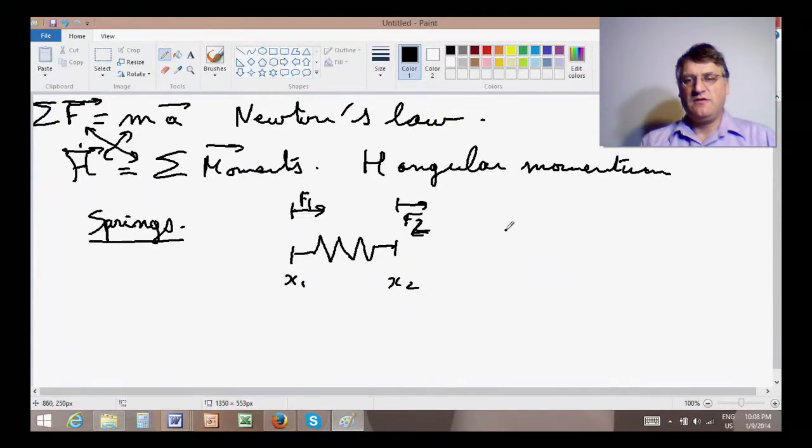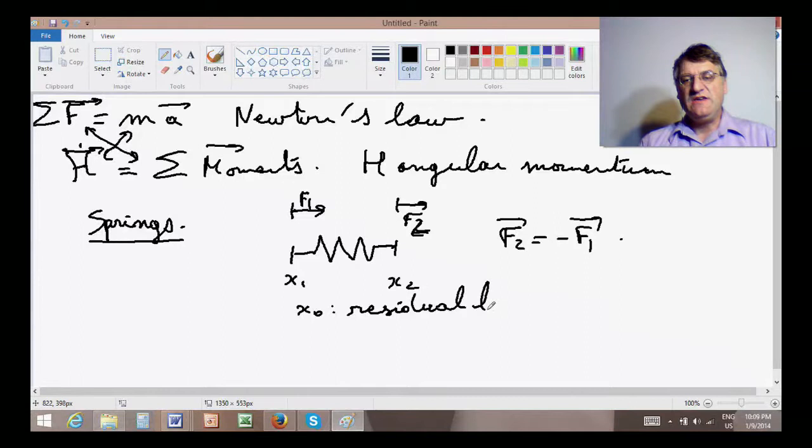In general, F2 is equal to minus F1. Also, there is a residual length that we call x0, and the residual length of the spring is the length of the spring when it is at rest. Often we will see that we assume x0 to be equal to 0, which is a simplifying assumption allowing us not to carry residual lengths throughout the calculations.